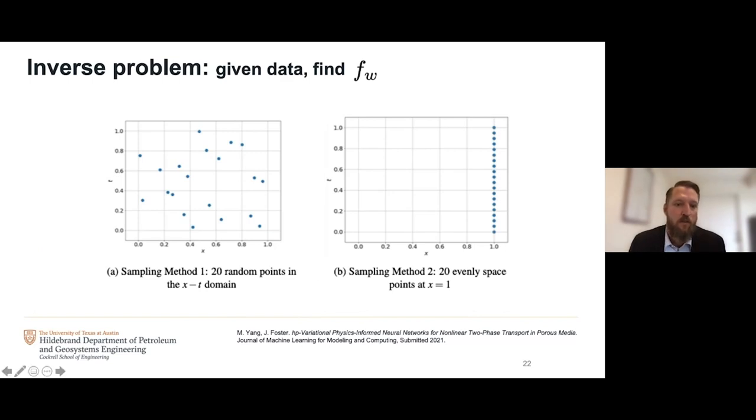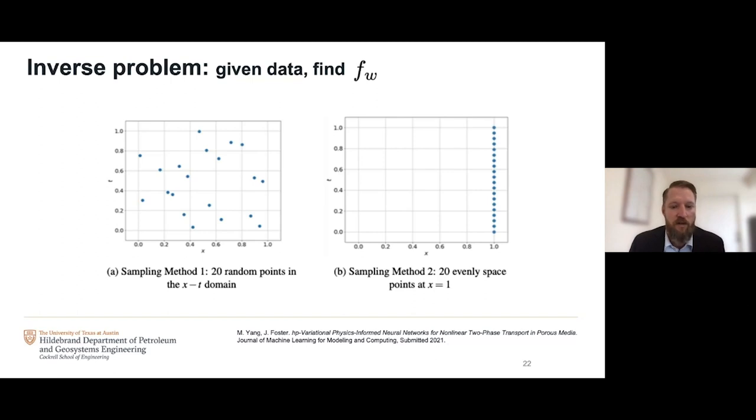Can we solve an inverse problem in this framework, right? If we're given data, can we find the fractional flow curve? Because that's the constitutive response, and that's the thing that's unknown. That's a function of the relative permeabilities and other things. And in what follows, we show two approaches. And we do this with fairly scattered, sparse data, right? There's not a lot of data here. But the first thing we do, so this is in the XT domain, these are points just randomly sampled in the XT domain, which you really could never do in an experiment.